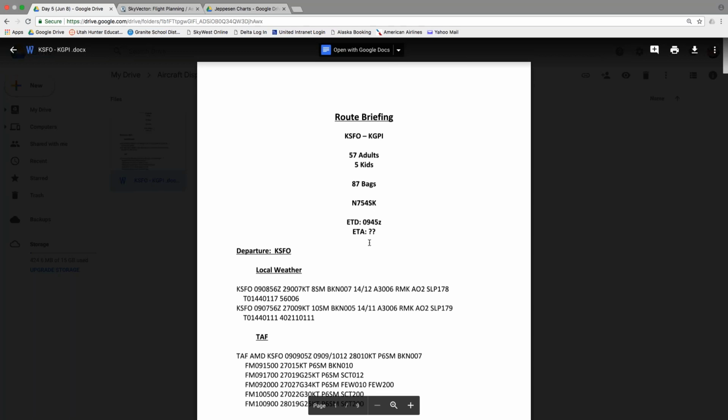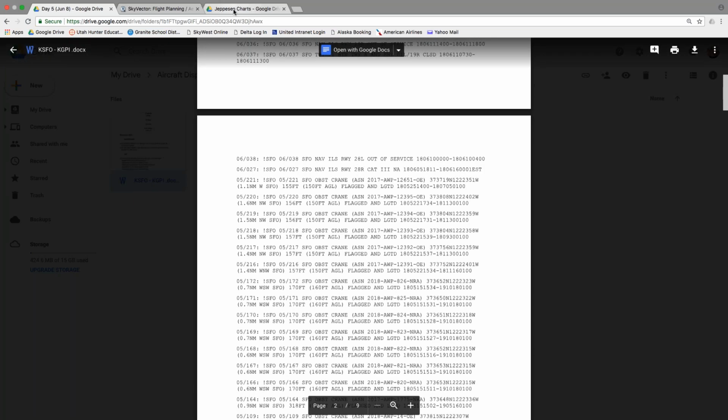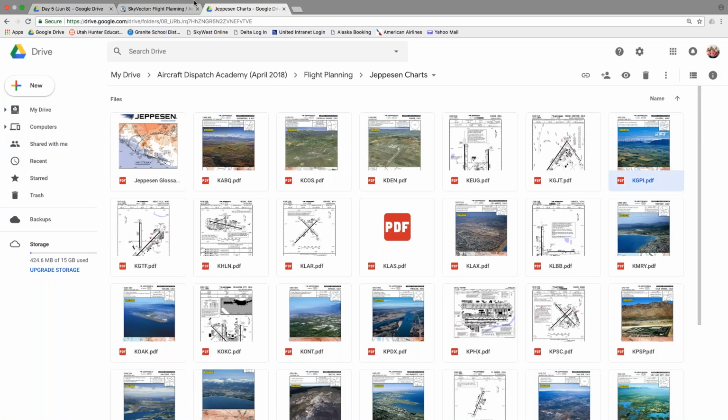So, all right. We have now figured out our departure and our destination, we're good with our weight and balance, and got our flight plan all built. Now we get to start plugging in real numbers here, okay?